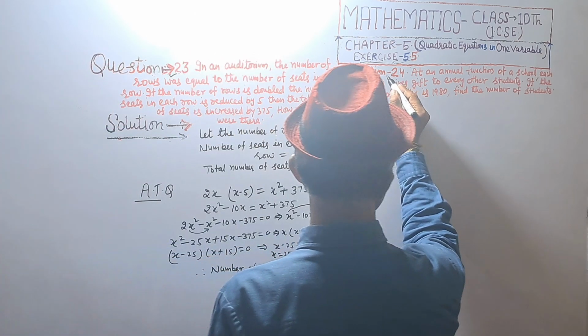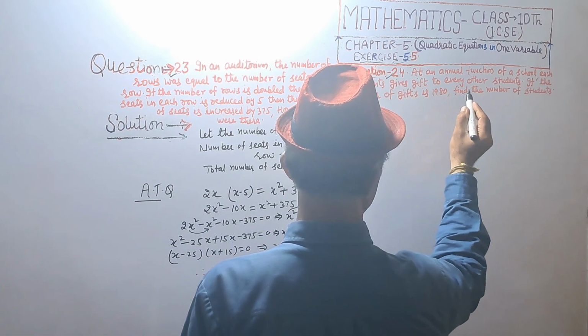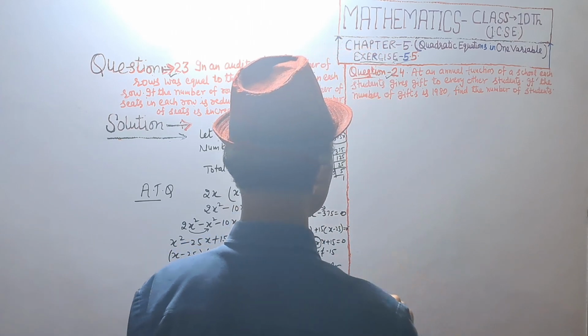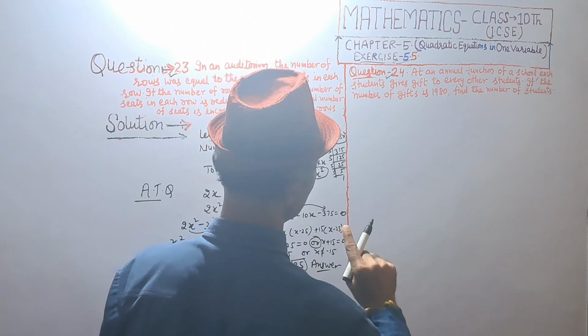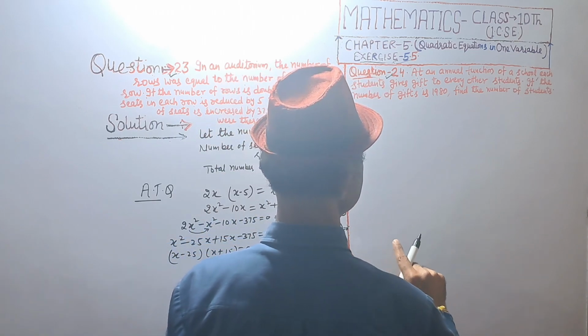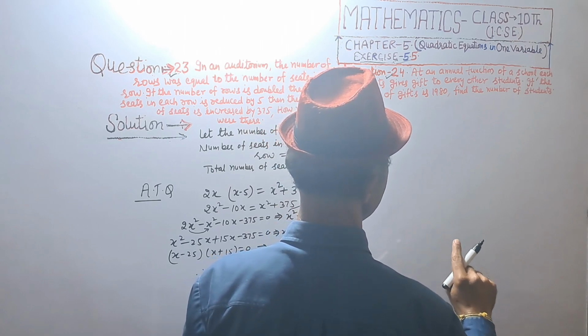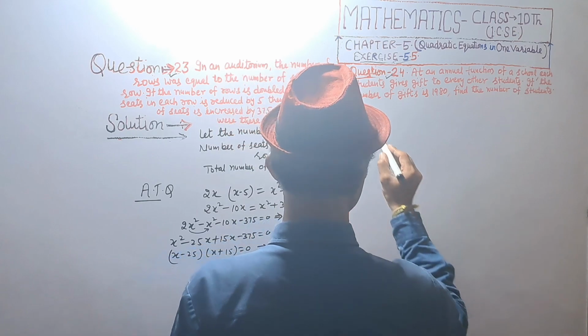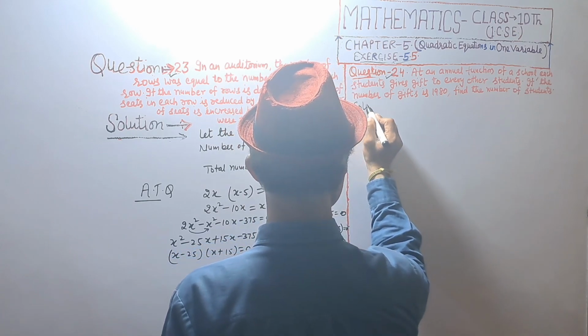Answer. Question 24. At an annual function of a school, each student gives a gift to every other student. If the number of gifts is 1980, find the number of students. Solution.